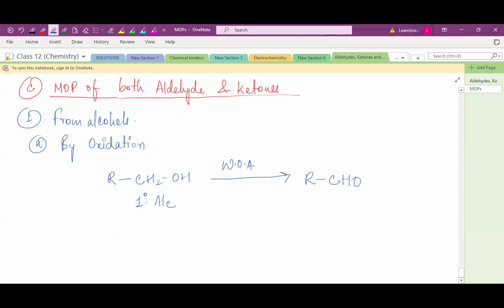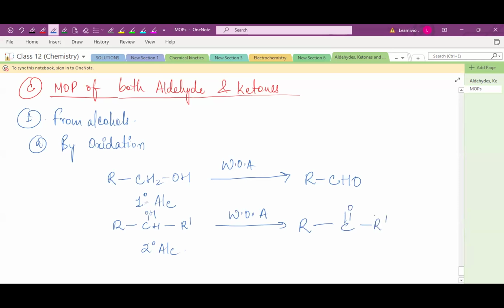Suppose we take a secondary alcohol, like R-CH(OH)-R'. What is this? This is a secondary alcohol. So this will be converted to a ketone. If you oxidize a secondary alcohol with a weak oxidizing agent, it will convert to a ketone.